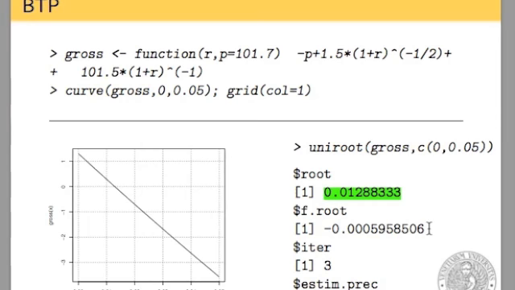Here you see that gross at the root that you have just found is taking a very small value, roughly negative 6 times 10 to the minus 4, which is a small number. And hence we are confident that this is a good approximation of the root of the equation that we were solving. And this is pretty much all I had to say about uniroot to find the gross return of a BTP. Thank you for your attention.